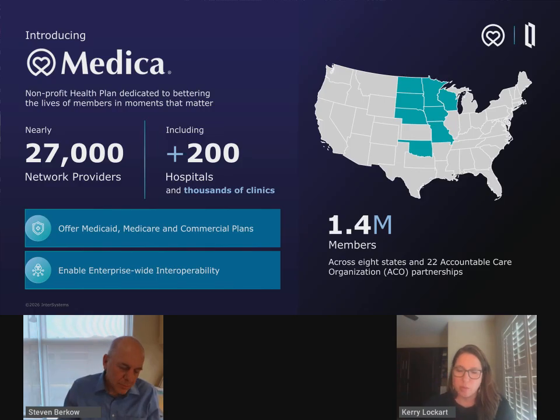So just from a case profile, they are a not-for-profit that serves the upper Midwest. They have about 1.4 million members across 8 states. And as you can see, a really large provider network. It is important to note for this case study that a majority of those providers are in the Epic EHR.